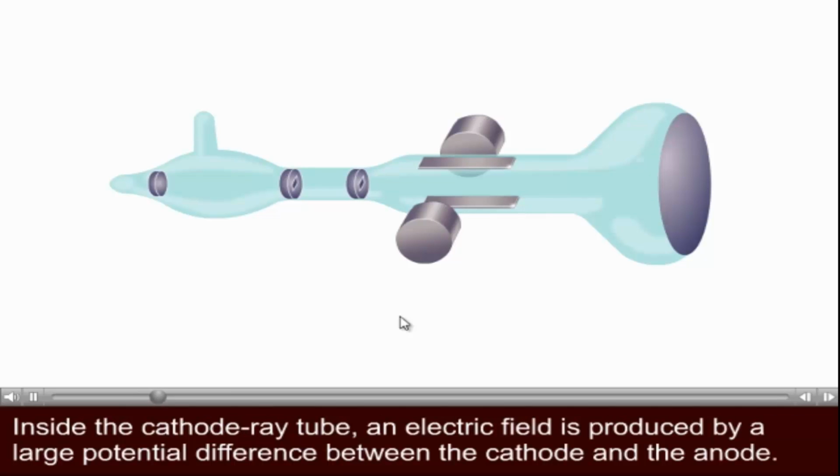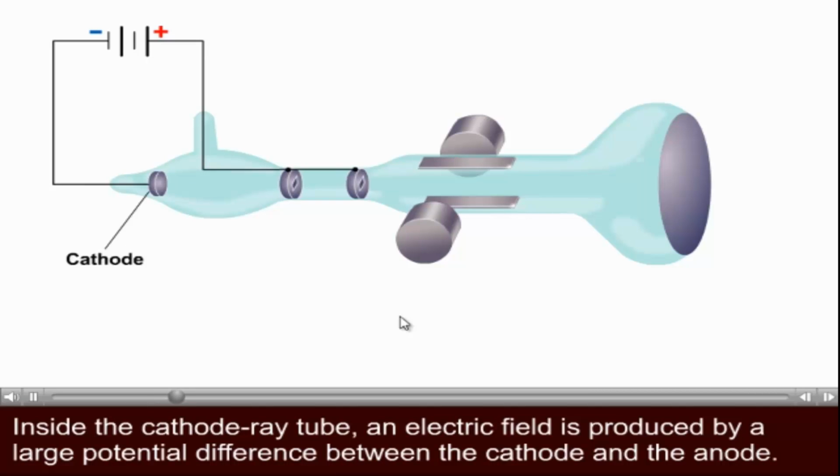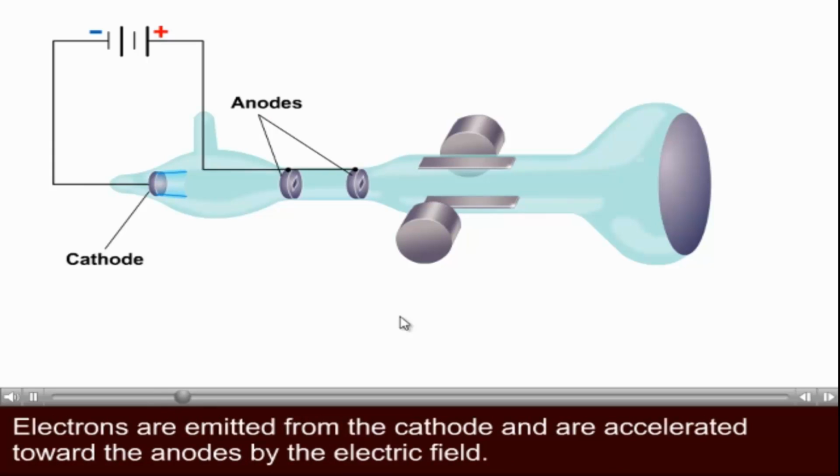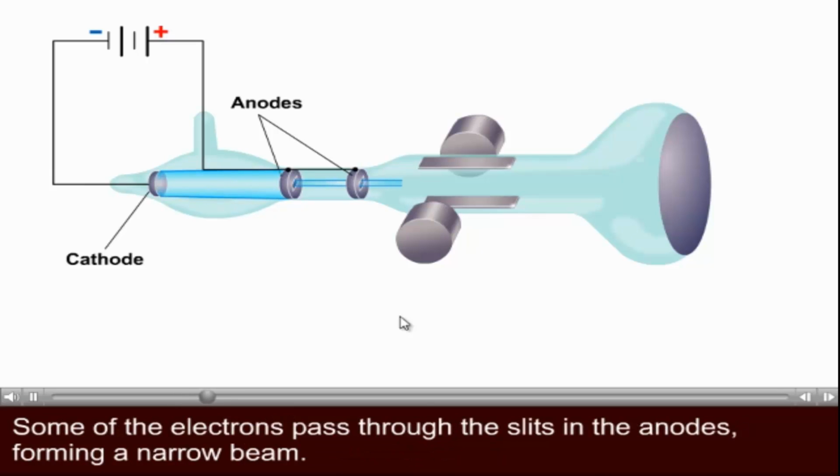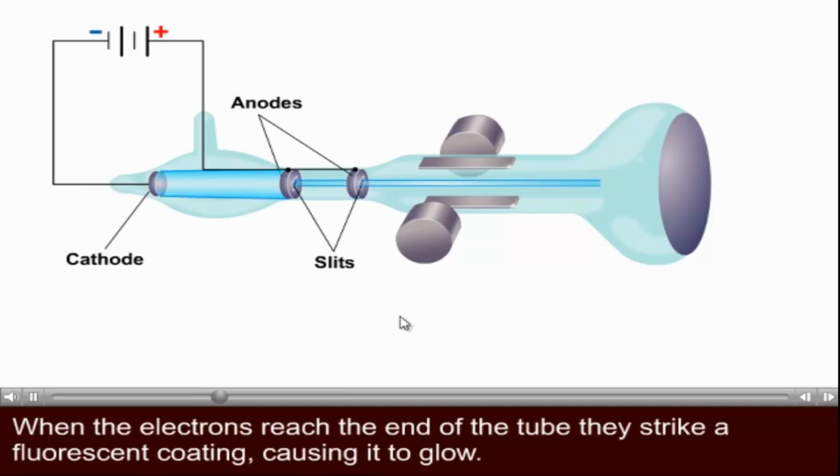Inside the cathode ray tube, an electric field is produced by a large potential difference between the cathode and the anode. Electrons are emitted from the cathode and are accelerated toward the anodes by the electric field. Some of the electrons pass through the slits in the anodes, forming a narrow beam. When the electrons reach the end of the tube, they strike a fluorescent coating, causing it to glow.